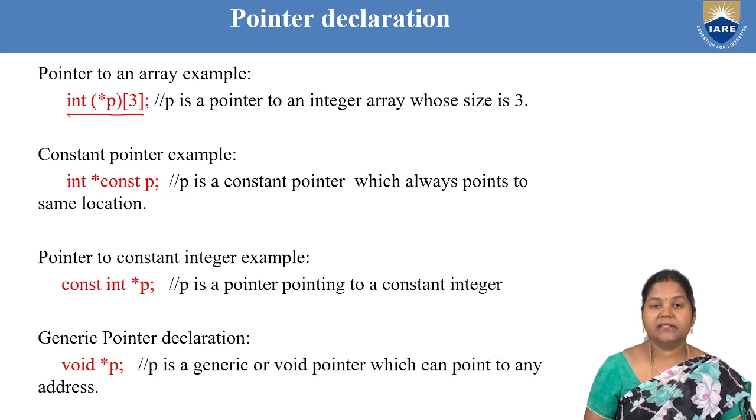So here this is called a pointer to an array, whose size is 3. Next is called constant pointer. A constant pointer is nothing but a pointer which always points to the same location.